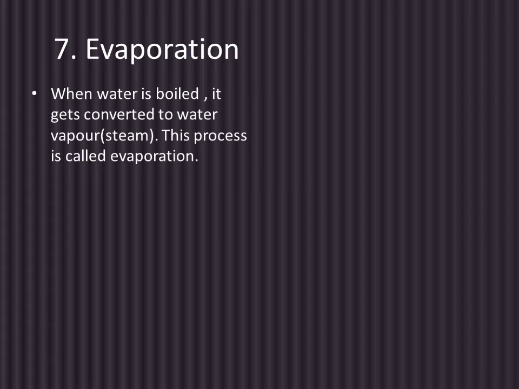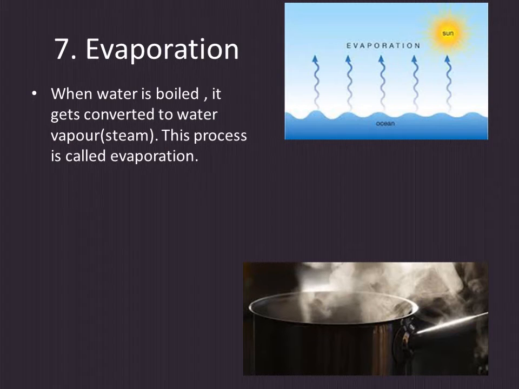Evaporation. When water is boiled, it gets converted to water vapor or steam. This process is called evaporation. Evaporation takes place in nature too. With sun's heat, the water from the water bodies gets converted to water vapor in the atmosphere. Similarly, when we boil water also, the water gets converted to steam, that is water vapor.